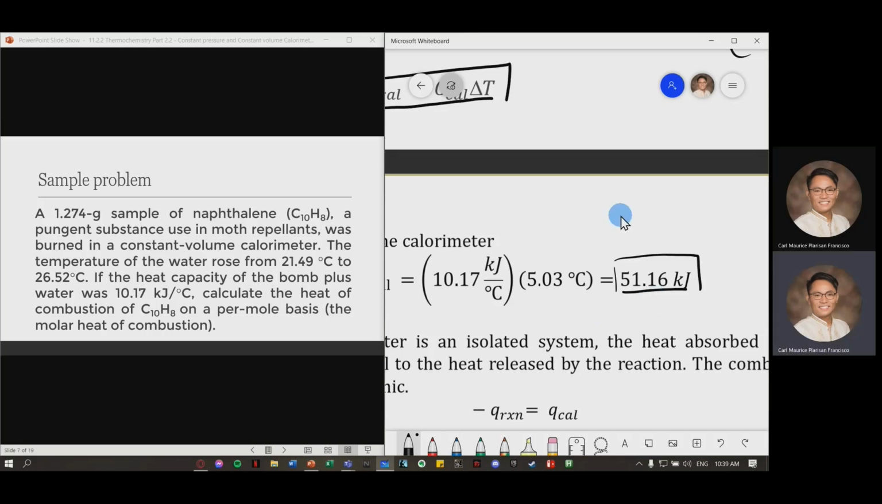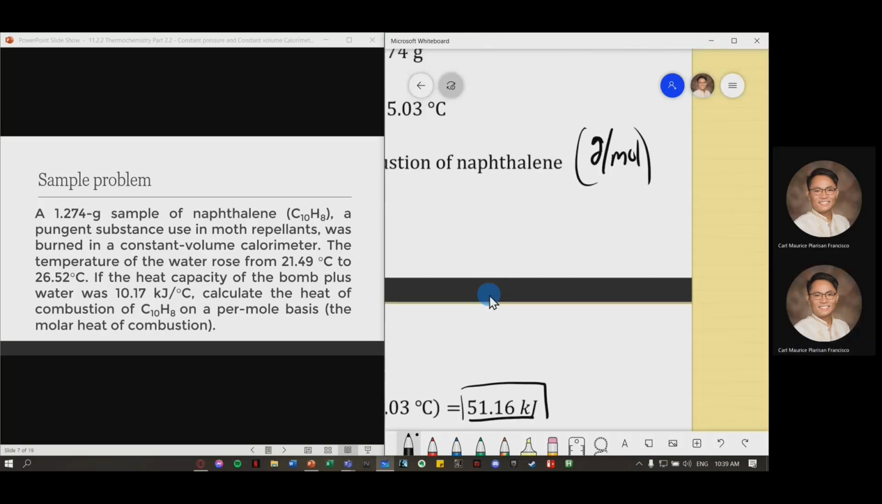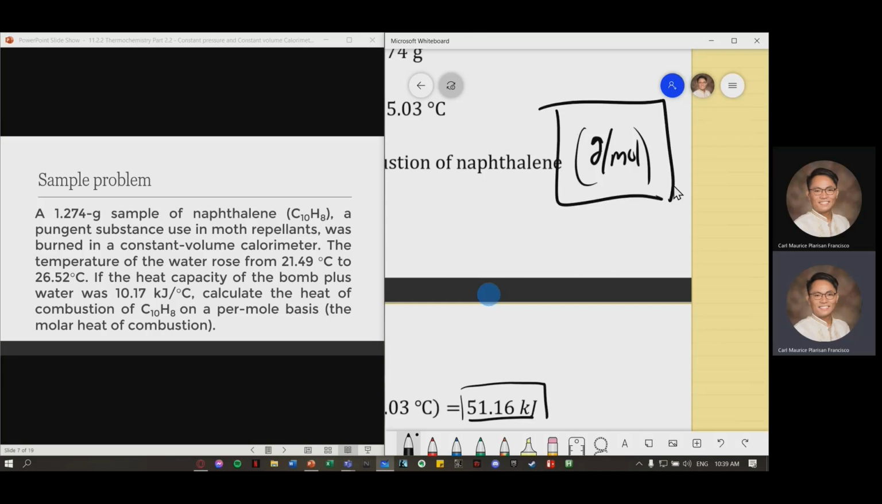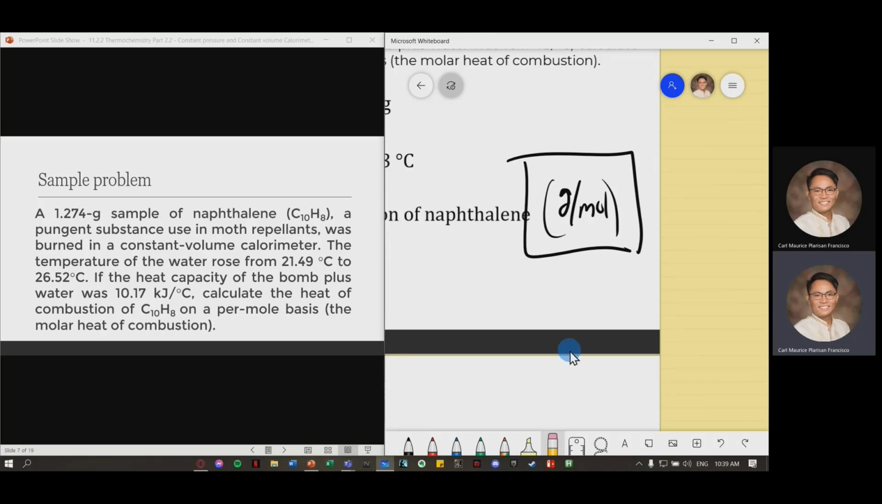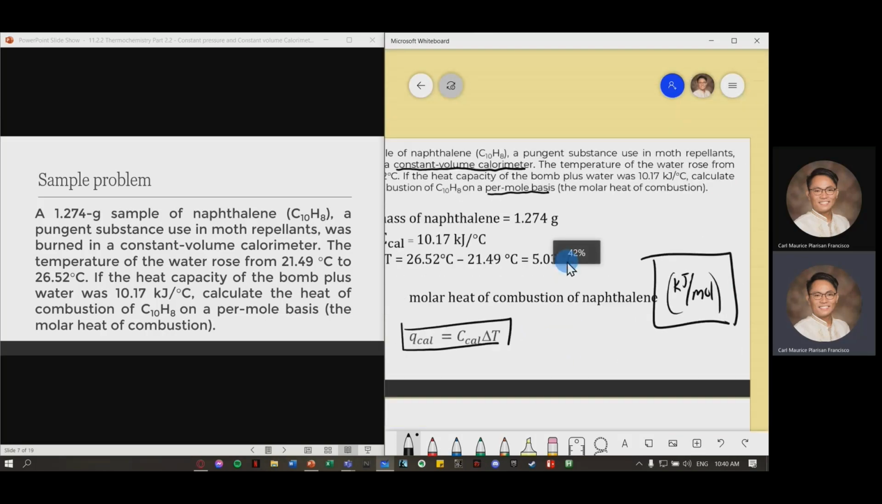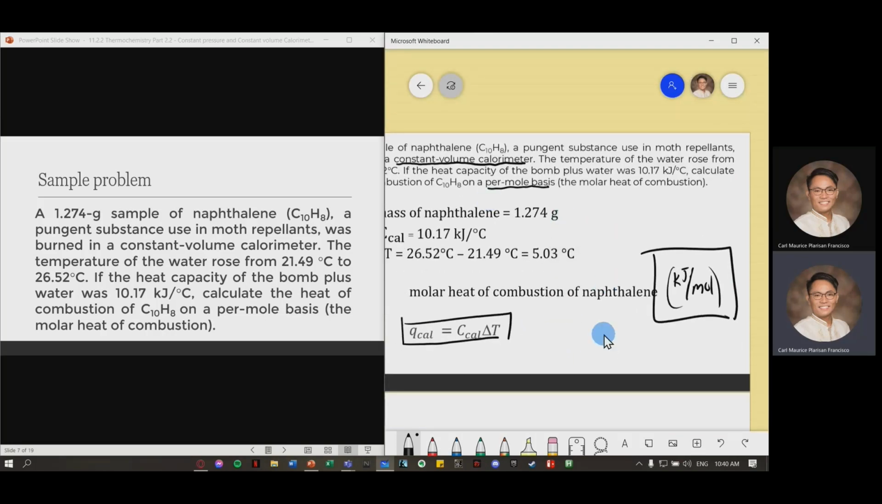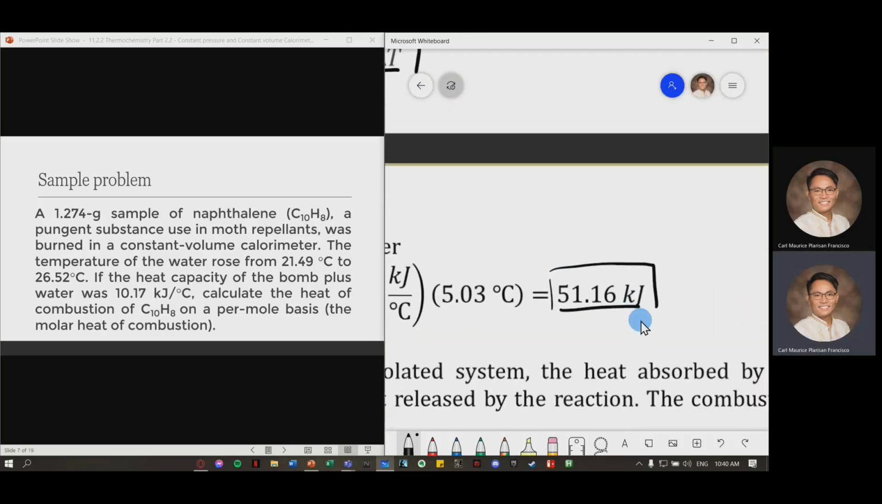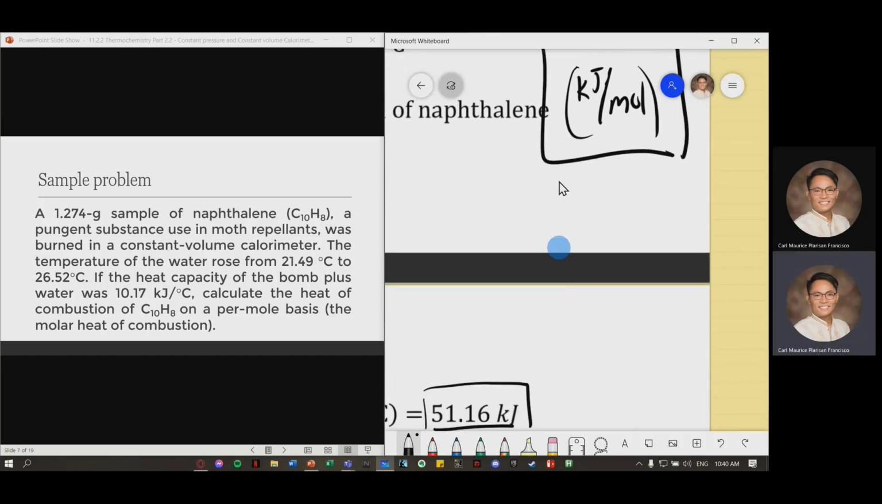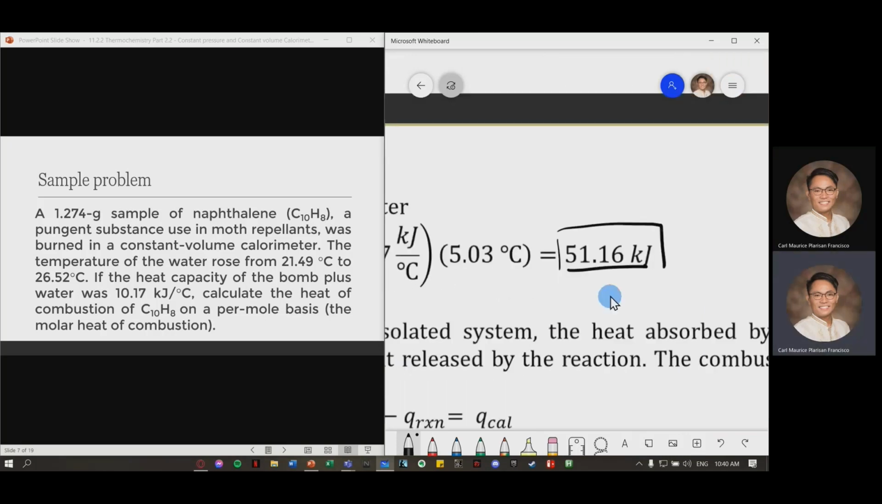This is not yet the final answer. Why? Remember, it should be on a per mole basis. I'm sorry about this one, it is not gram per mole, but our answer should be kilojoule per mole. Sorry about that. Per mole basis, I forgot. So our final answer should be kilojoule per mole. This is only kilojoules. Remember, in chemistry, the unit must be correct. So, kilojoule per mole basis. We're not done yet, we won't stop yet.